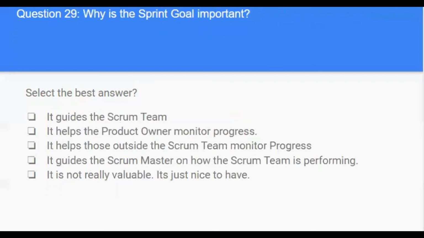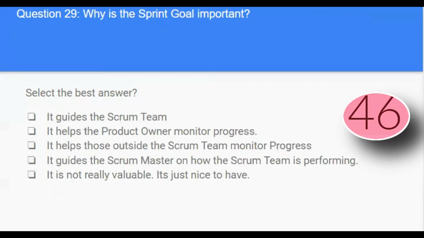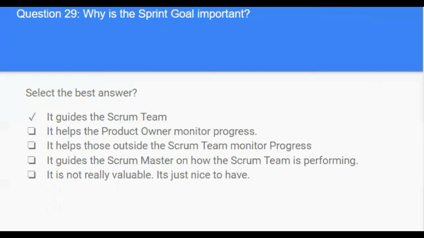Next question. Why is the sprint goal important? Options. It guides the Scrum team. It helps the product owner monitor progress. It helps those outside the Scrum team monitor progress. It guides the Scrum Master on how the Scrum team is performing. It's not really valuable, it's just nice to have. Answer. It guides the Scrum team. The sprint goal simply provides guidance to the Scrum team on why it's building the product increment.